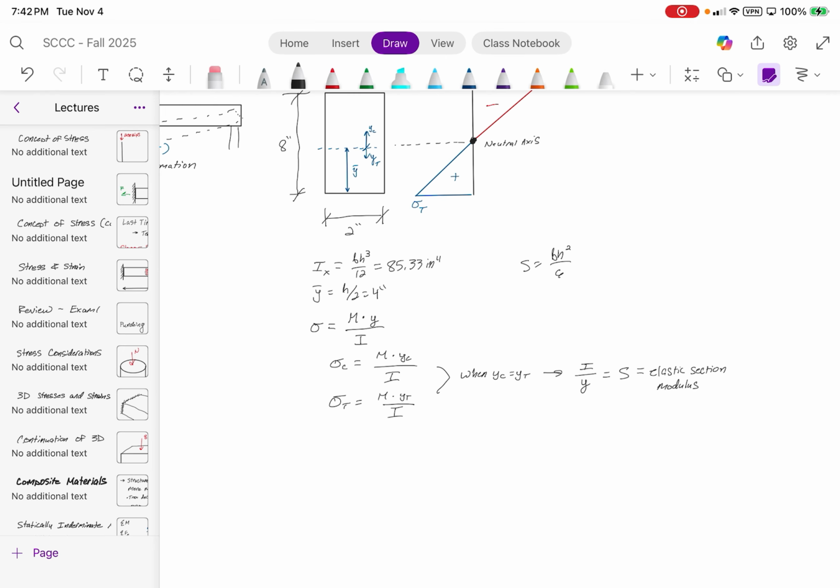Rx and Ry are your radius of gyration. Those come more into play when you're dealing with column buckling, but Rx and Ry is equal to the square root of the second moment area of inertia divided by A. So you don't really need to know that right now, but for your own reference, r is equal to the square root of I over A. Just a good note to have.